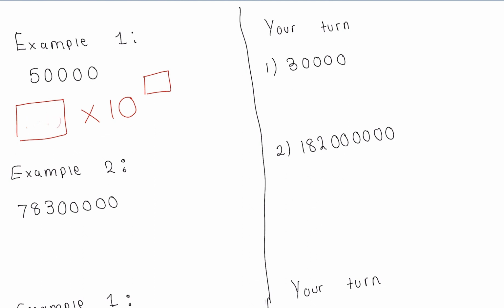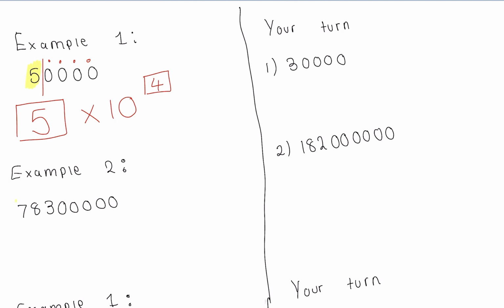So to create our number that's between 1 and 10, we look at the numbers that aren't zeros. My number starts off with 5, and then after that it's just zeros. So that means that 5 is going to be my base. Now remember, when we're doing big numbers, we always check by looking at how many numbers are after the first digit. Because we've got 4 numbers after that first digit, it must be to the power of 4.